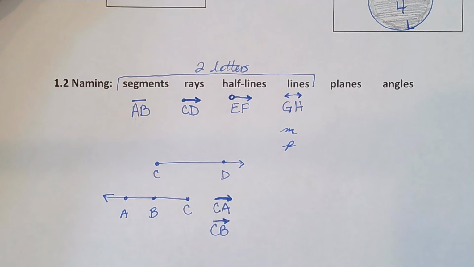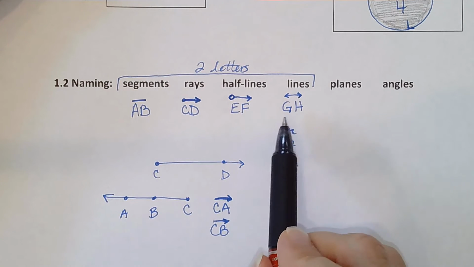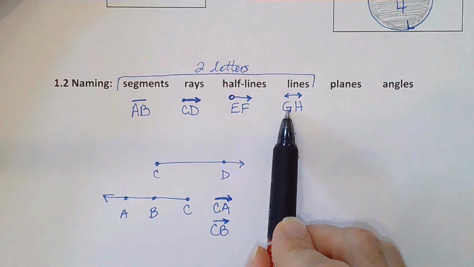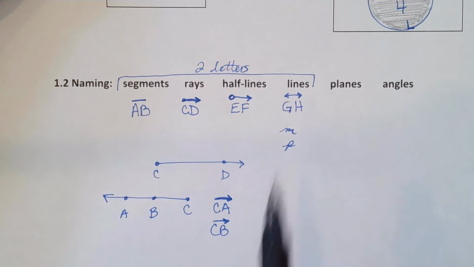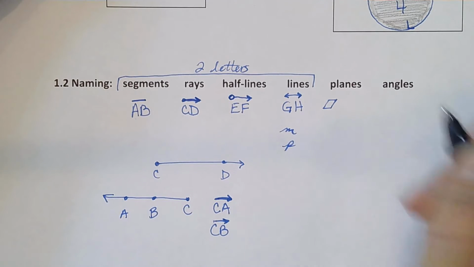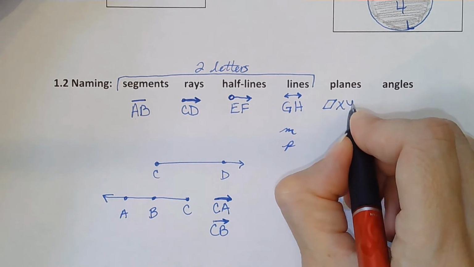If there is no cursive or italic letter there, then you must name it with two letters, 2 points that are on that line. It doesn't matter which points you pick, as long as they're points on the same line, right? You name 2 points on that line, and you put this line symbol above it. When it comes to planes, we can use the little symbol, like a little parallelogram symbol, and then we need 3 points.